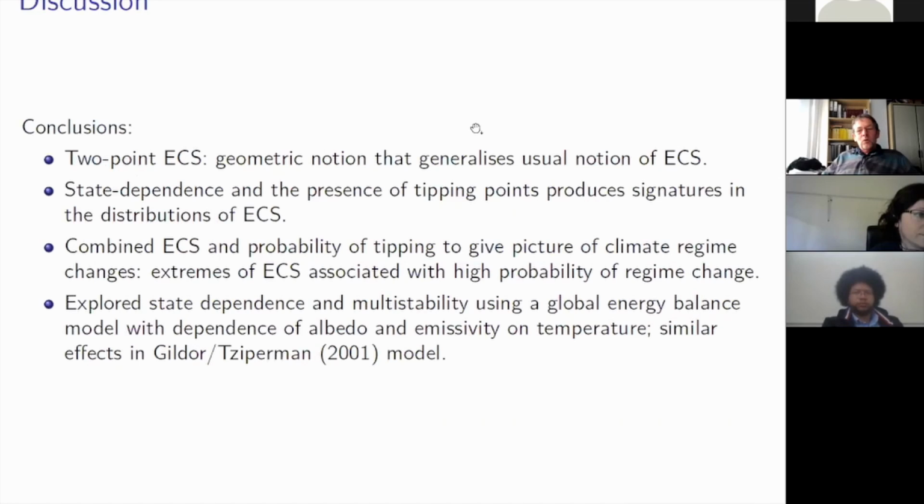In the case where you have a functional relationship between surface temperature and forcing, then you can interpret it as a slope of that relationship. But it's more general than that. It's a geometric notion. It doesn't require there to be, if you like, a linearizable response. It's a purely geometric property of the natural measure on the system.